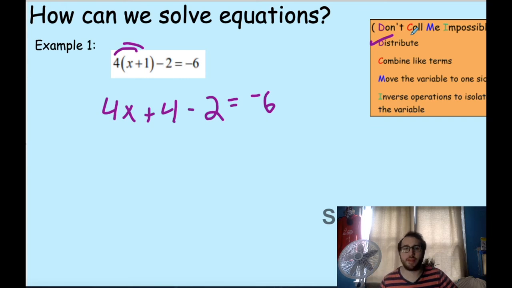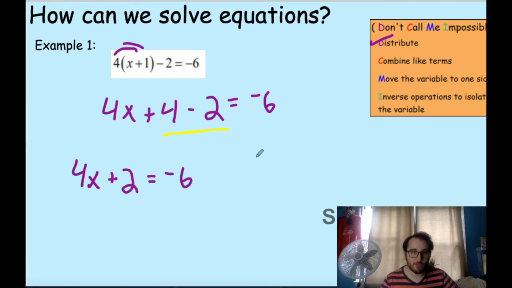Ask yourself, can you combine like terms? Are there any terms that are the same that you can combine? Yeah, right here. So we're left with, okay, so we combine like terms.